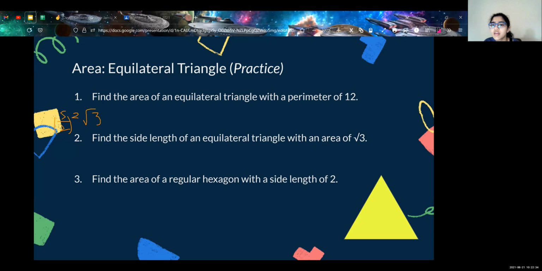So for number 1, I'm getting a lot of 6.25 square root 3. Wait. Okay. I'm sorry. No, I got 4 square root 3. I'm sorry, that was someone else for a previous problem.